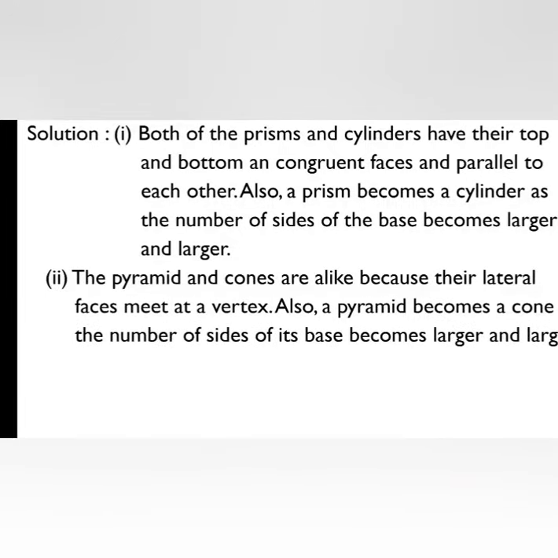Similarly, pyramids and cones are alike because their lateral faces meet at a vertex. Yes, you can see in the definition of a pyramid that all the lateral faces, that is the wall faces, will meet, but they will not meet in a parallel way, because parallel lines never meet each other. They meet at one point only. All these lateral walls will meet at one point only. So pyramid and cone you already know very well. So pyramids and cones are alike because their lateral faces meet at a vertex.